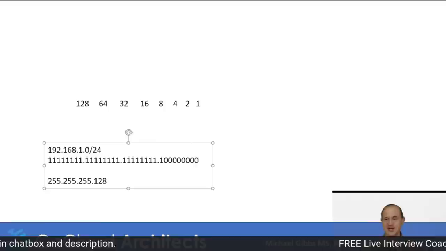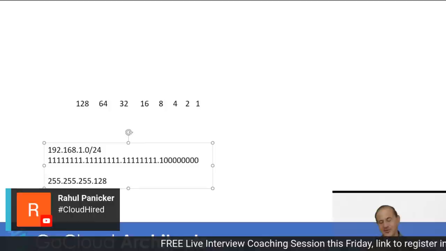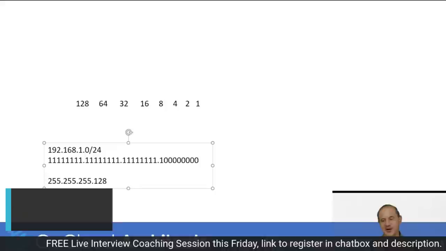Margin, it was a slash 25, you were 100% correct. It's just that we were going between binary, decimal, and all kinds of notations.